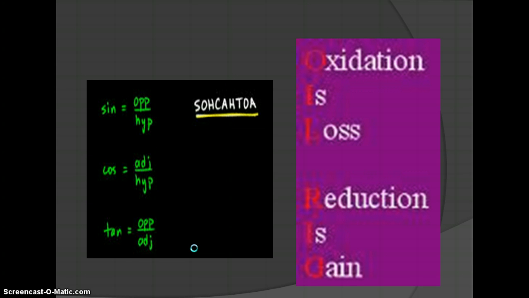OIL RIG is used for oxidation and reduction equations in chemistry. Oxidation is loss of an electron, and reduction is gain of an electron. I will now show you. Here is a video example of using mnemonic devices.